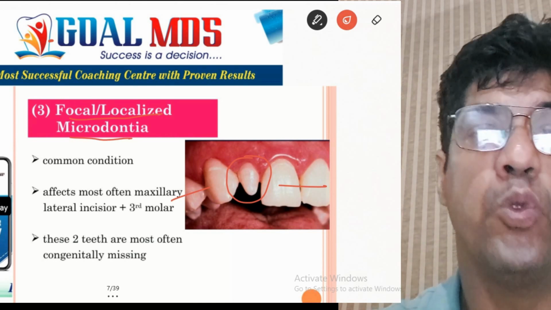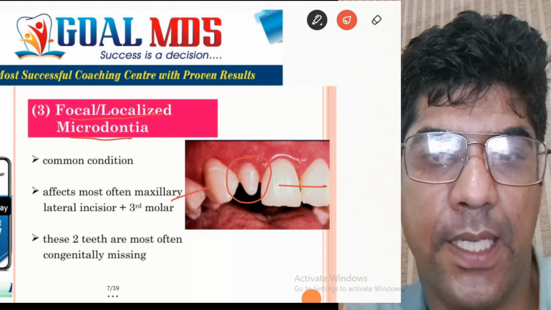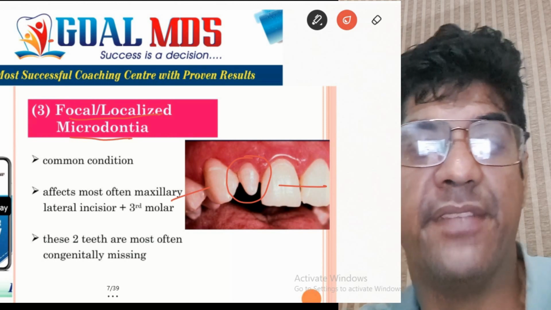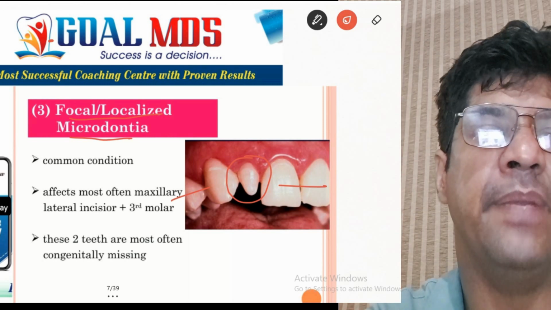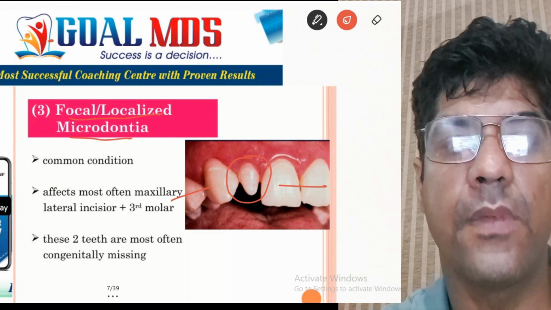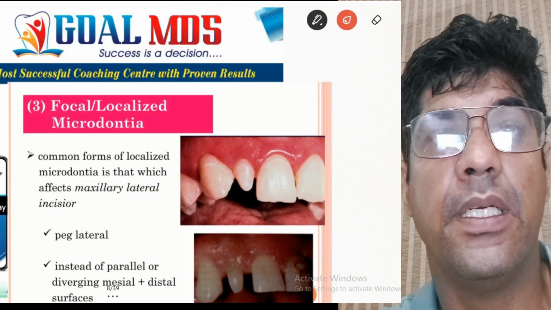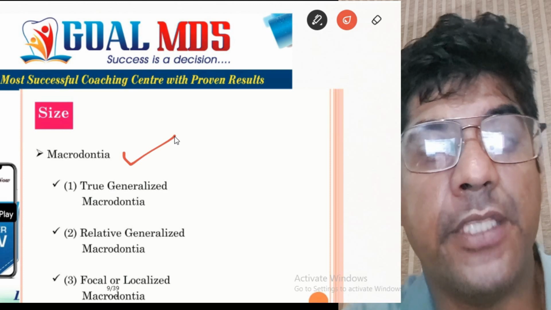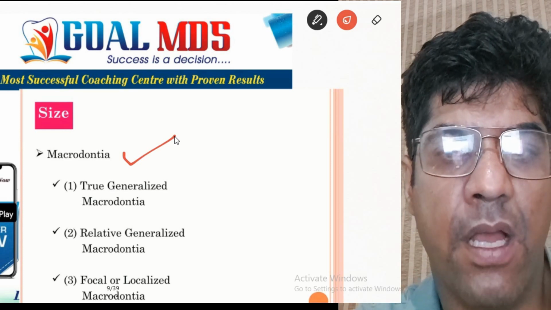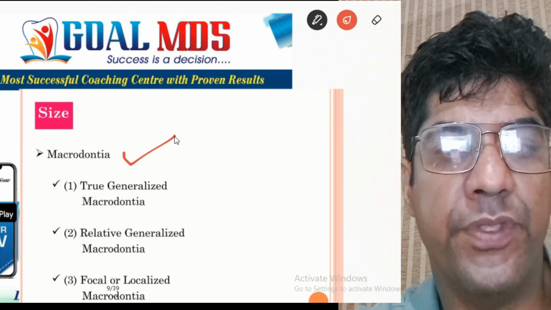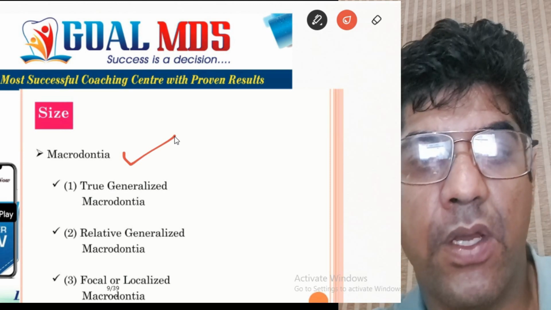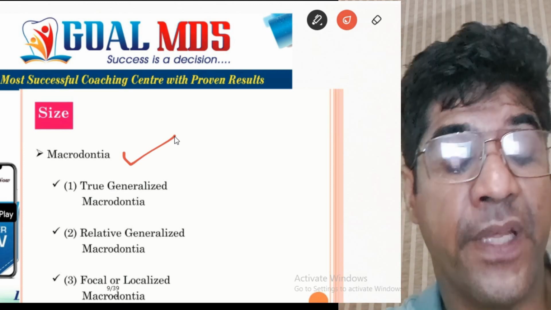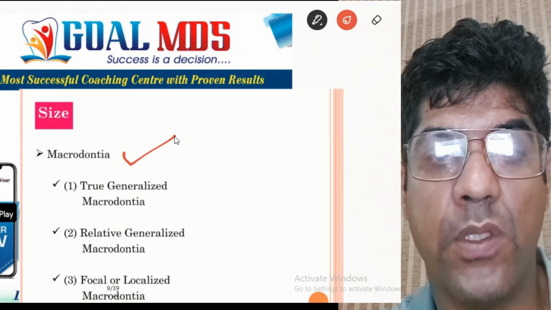So to sum up, the true generalized microdontia affects all teeth. The relative generalized microdontia involves crowding, making teeth appear small, whereas the focal microdontia is about specific teeth being smaller than the usual. The next terminology is macrodontia. What is macrodontia? When teeth are bigger than they usually are. Just like with microdontia, we use this term when the teeth are physically larger and not when normal size teeth are crowded in a small jaw.